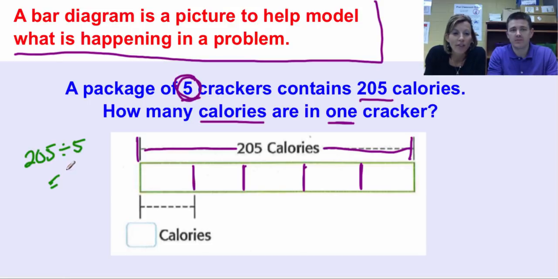205 divided by 5 is 41 calories. So, one bar in our diagram is worth 41 calories. So, we put the answer underneath, 41 calories, and each part of our diagram is one cracker.